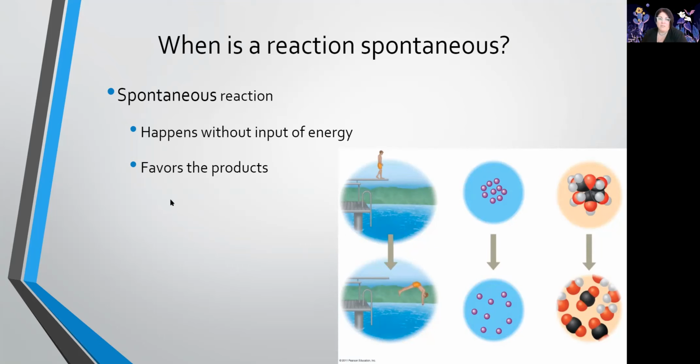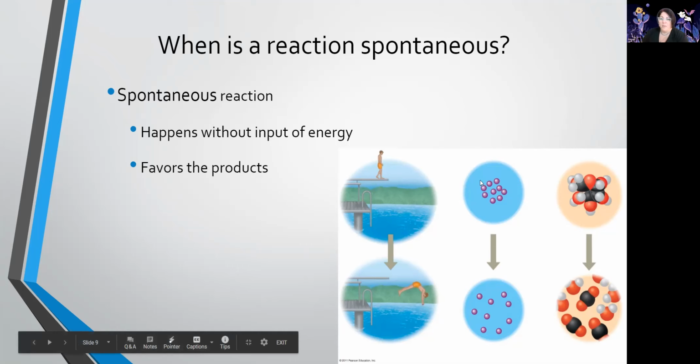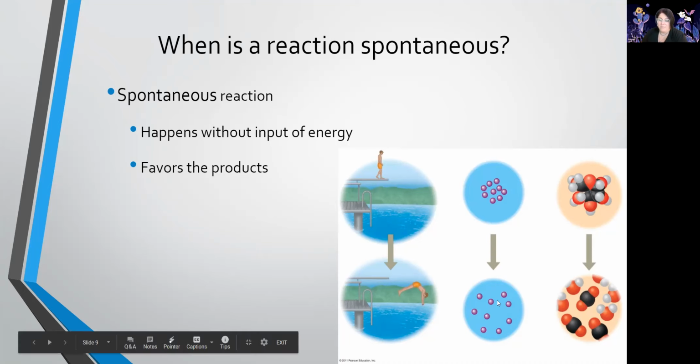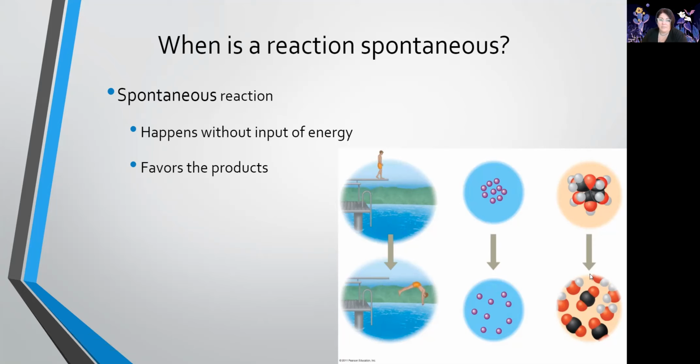And spontaneous also favors the products. So if you're on a diving board, more specifically, that's going to favor jumping off the diving board. Let's say that these little molecules are floating in a liquid, they will naturally spread apart spontaneously if there's nothing keeping them together. Some chemical structures will break apart spontaneously.